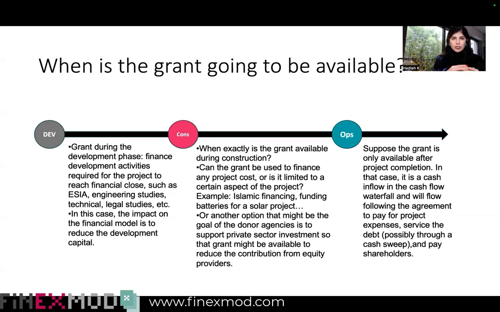So this was just an introduction to grants. In the next lesson, we are going to look at an Excel example, a project finance model, and we're going to look at the impact of a grant, a scenario with the grant and a scenario without the grant, and we're going to compare the project metrics.